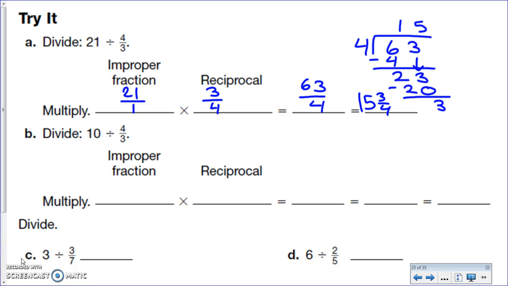For B, we have 10 divided by 4/3. So the first thing we're going to do is make 10 an improper fraction by putting it over 1. Then we're going to do the reciprocal of 4/3, which we know is 3/4. And now we're going to multiply across, so we get 30/4. Then we're going to turn this into a mixed number. So 4 is going to divide into 30 7 times completely with a remainder of 2.